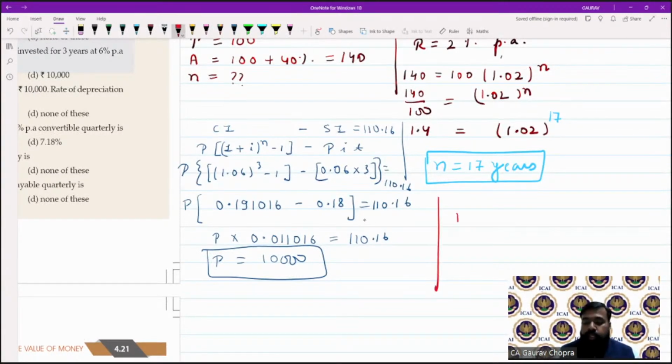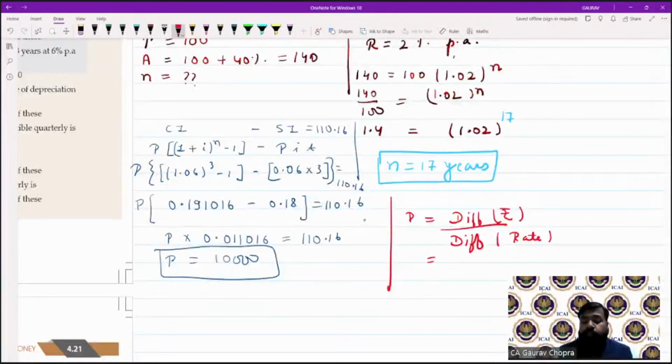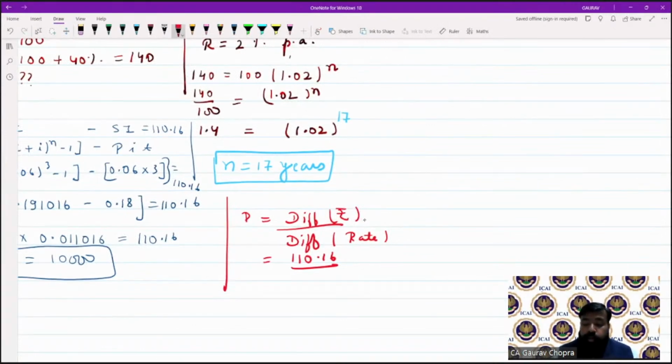Now second way to calculate the principal is find difference upon difference. In numerator the difference will be of rupees, and in denominator difference will be for rate, that is in terms of percentage can be there. So rupees mein difference is already given 110.16. Now difference in rate. So compound में rate क्या हो जाएगी? 1.06 का power 3. उसमें से -1 कर दिया.